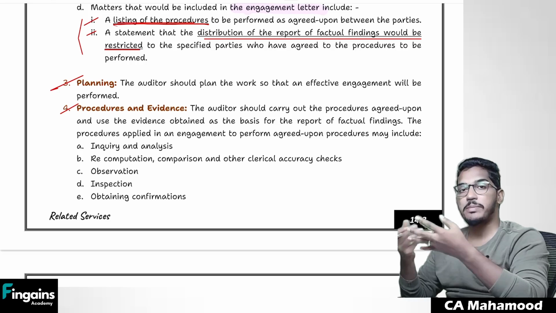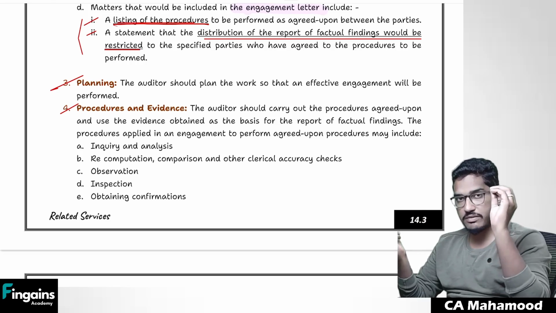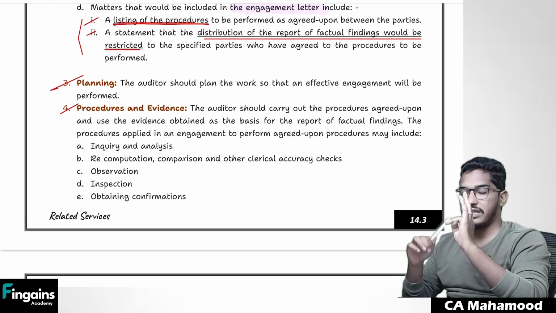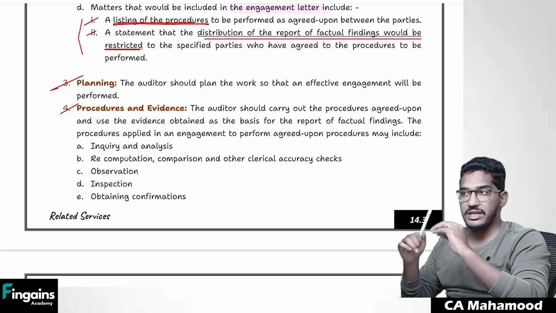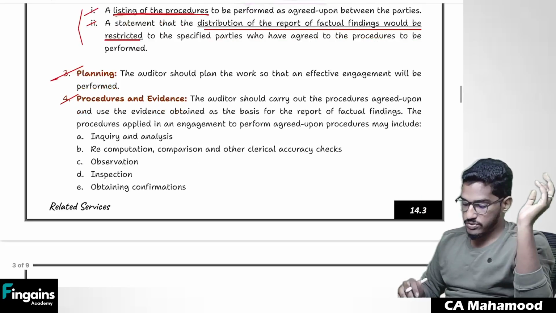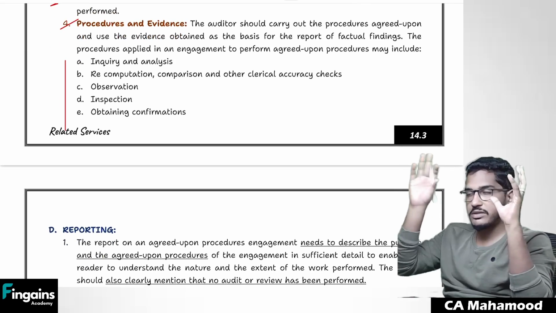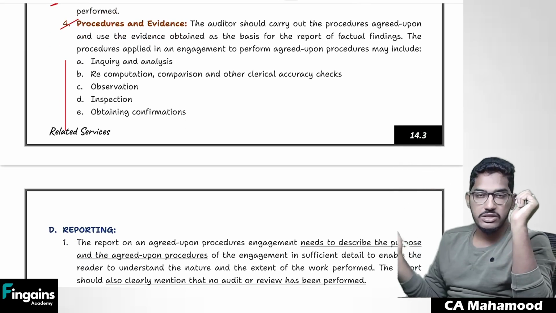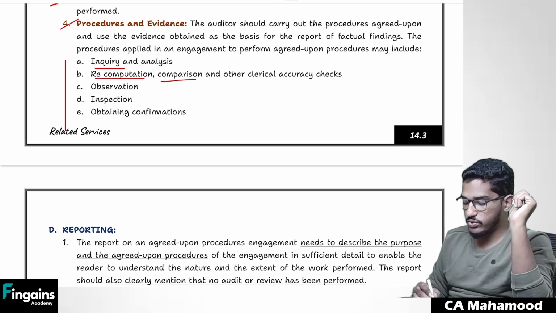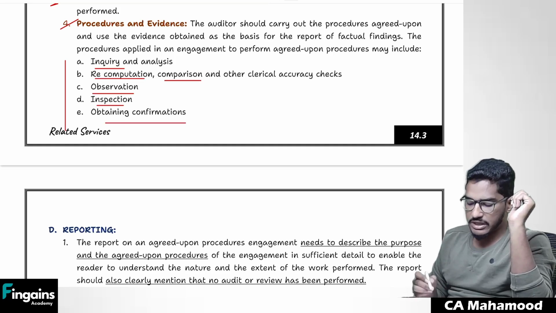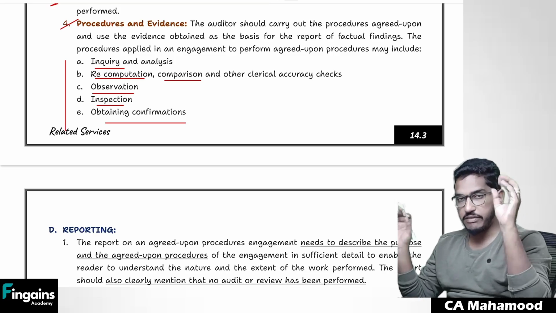So how we will execute? By performing procedures. What kind of procedures are there? As I have told, universally 7 methods or 7 procedures are only there. What are they? Inquiry, observation, analytical procedures, inspection, external confirmation, recalculation, reperformance. So these procedures only we will perform. Even in the agreed upon procedures also, it is not going to change. So that 7 methods, whatever we have learned, any of that 7 methods we might agree and perform. Like inquiry we do, analysis we do, recomputation we do, comparison we do, observation, inspection, external confirmation, recalculation, reperformance, analytical procedures. So any of these things we will perform.